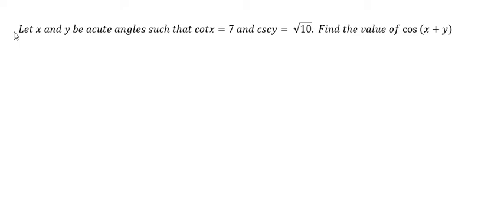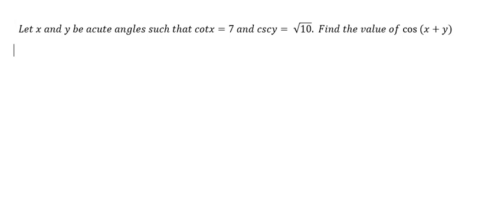Here is the question. Let x and y be acute angles such that cotangent x equals 7 and cosecant y equals square root 10. Find the value of cosine (x plus y). So I will show the technique of how to answer the question.